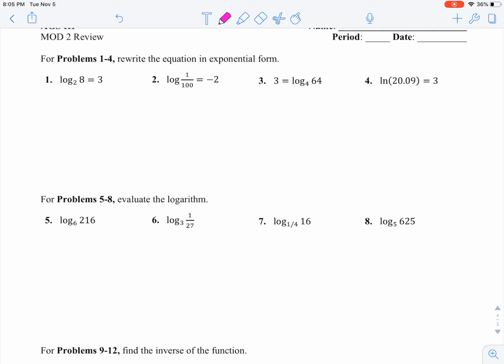We need to rewrite each one in exponential form. Pretty easy. We know that this is the base number, this is the exponent, and this is the answer. Not bad. So in this one, remember when no number is written, that's 10. Pretty easy. Don't have to do this one. I think you can figure out the third one just fine.